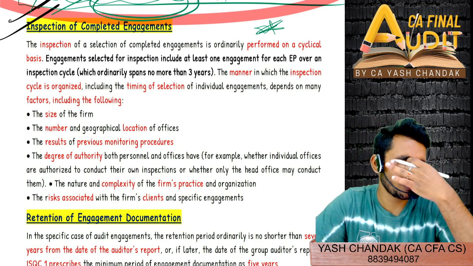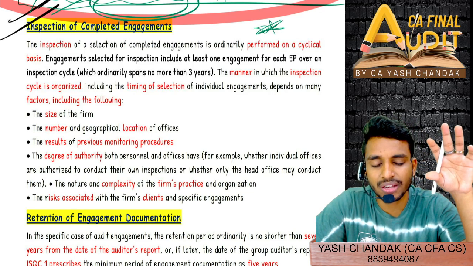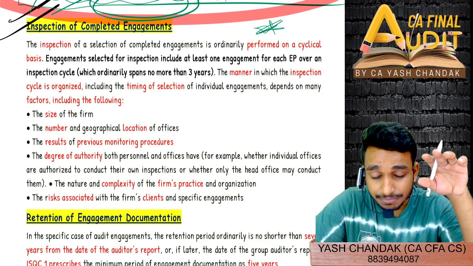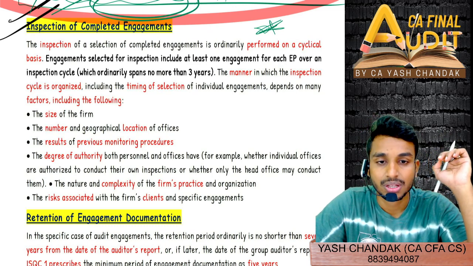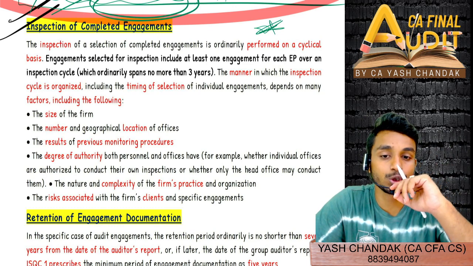Now, internal review: if you remember, in quality review there was a cyclical period mentioned. Suppose the total number of partners in your firm is more than or equal to 20 partners, then how many years should the quality review be done?